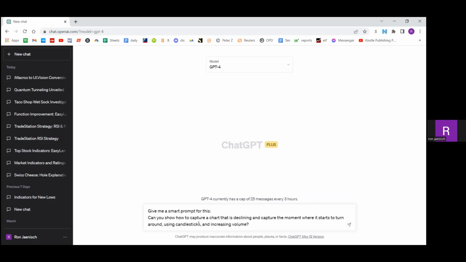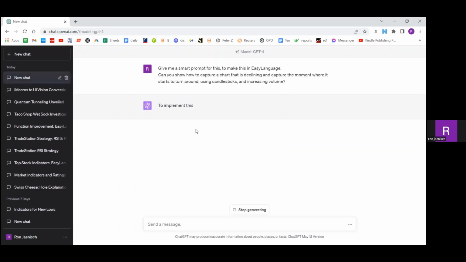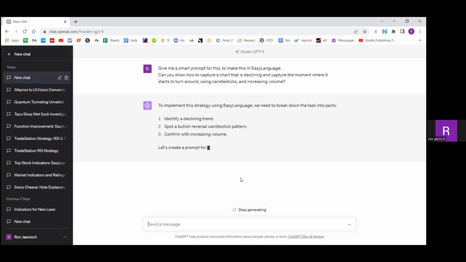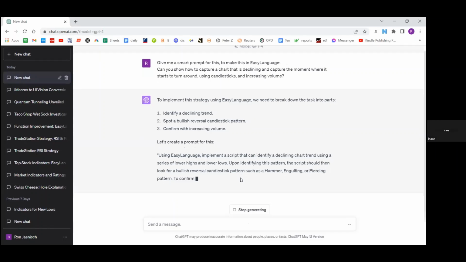So that's what I'm going to do here. Give me a smart prompt for this to make this in easy language. Oh, I guess it already just is. Okay, let's see. Here we go. I like that.